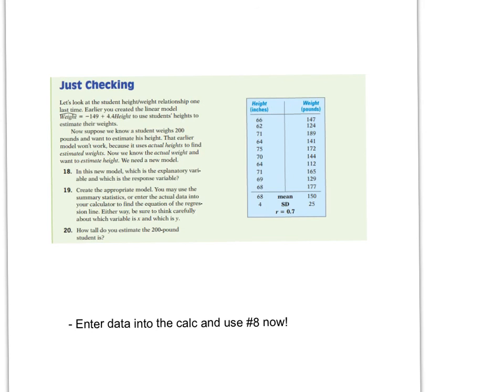I want you to try 18 through 20 as well, but just pause the video and then I'll give you answers again. All right, so number 18, oh, and there's the bell. Weight is explanatory, height is response. Your equation should have been y equals 51.2 plus 0.112x. And then for number 20, you have to plug in the 200, and it was 73.6 inches tall.